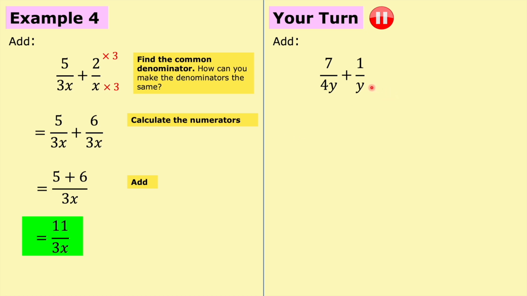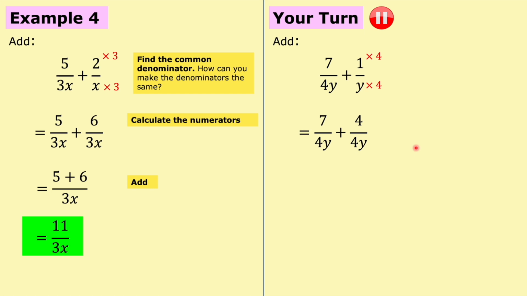So we need to find a common denominator. How can I make both of these denominators the same? So I've got 4y and I've got y here. So I'm going to times this y by 4 to give us 4y on the bottom of both our fractions. Our first fraction is staying the same. We don't need to do any more to that because we've not times the bottom by anything. But we've times this y by 4 to get 4y, meaning I'll need to do the same to the top to get 4 on the top of our fraction.